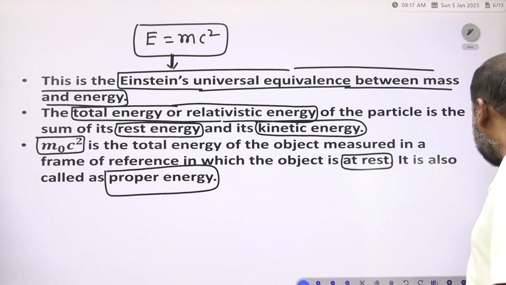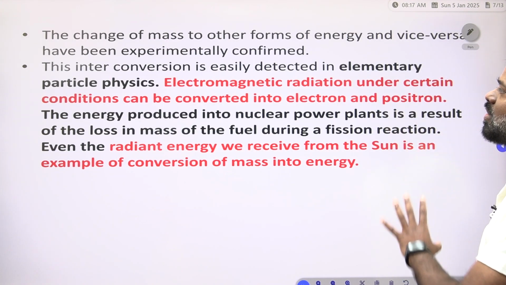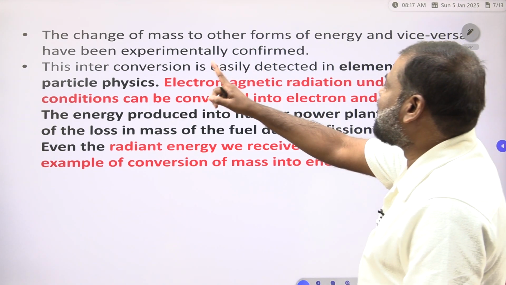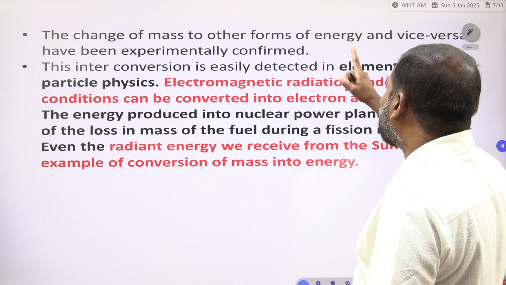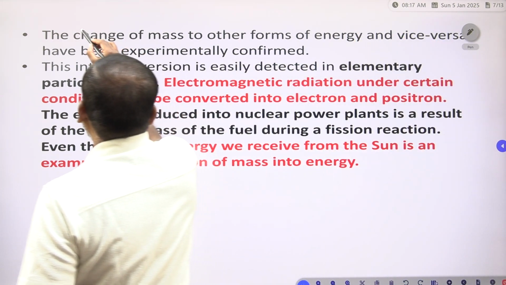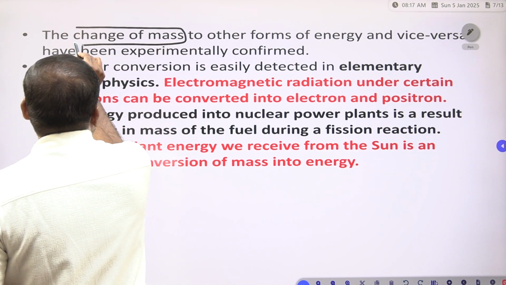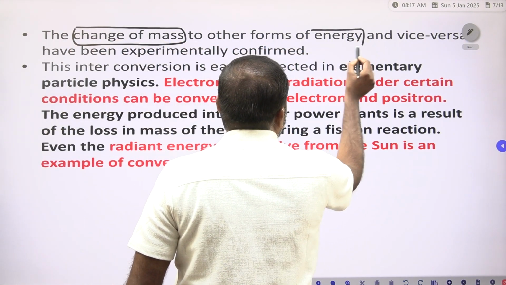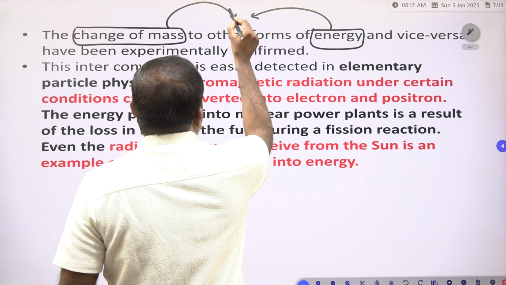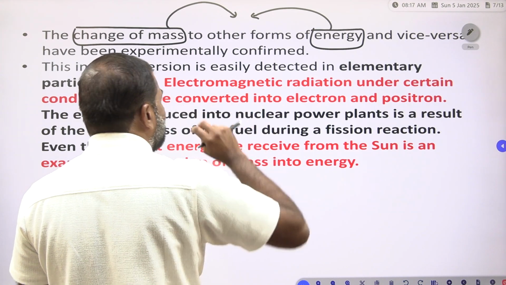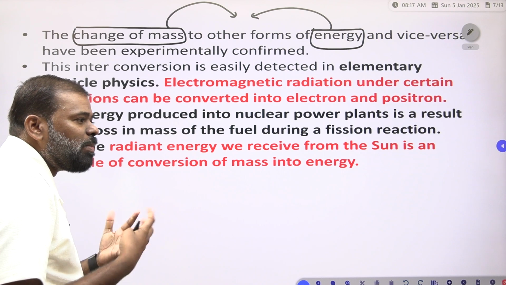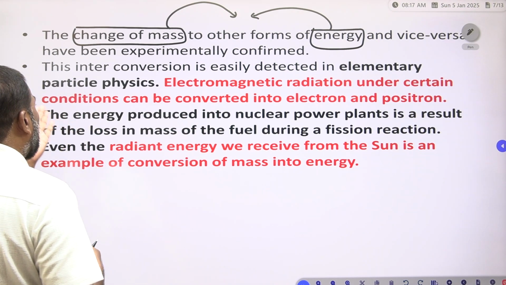From this E is equal to mc square, we can explain in different ways the change of mass to other forms of energy or vice versa. The change of mass will give energy, or the change of energy will give mass. So vice versa is there. This has been experimentally confirmed. How it is confirmed experimentally, you have to see.